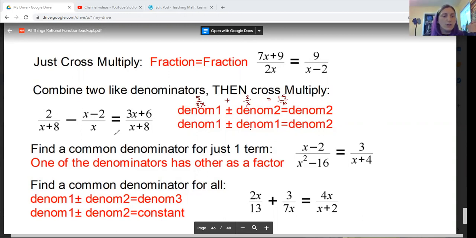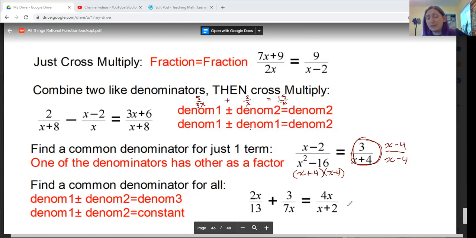All right. Or find a common denominator for just one of the terms. You want to do this when one of the denominators has the other one as a factor, right? X squared minus 16 has x plus 4 times x minus 4, right? It has an x plus 4 as part of the factor, so you only have to mess with this one. You only have to do the x minus 4 over x minus 4 over here to get it to have the same denominator, and then you can pretty much ignore the denominator and go ahead and solve, okay?